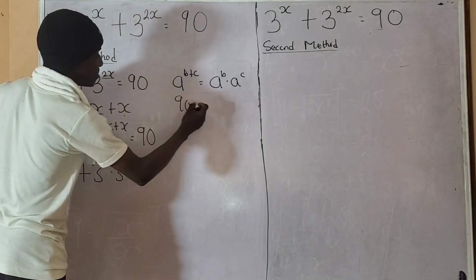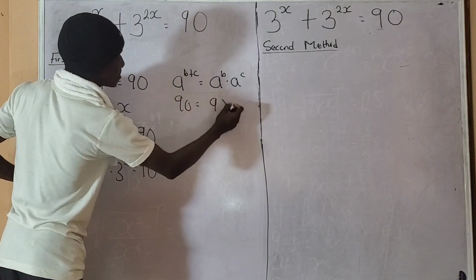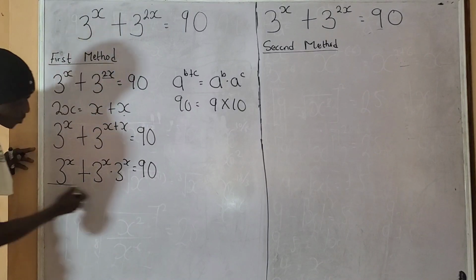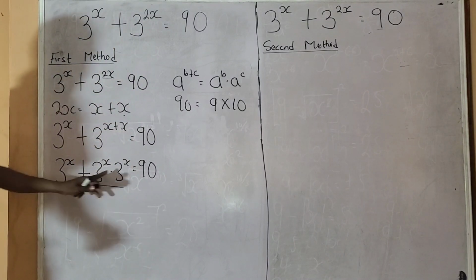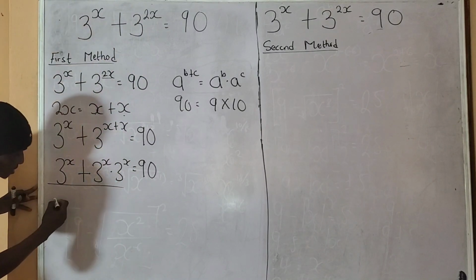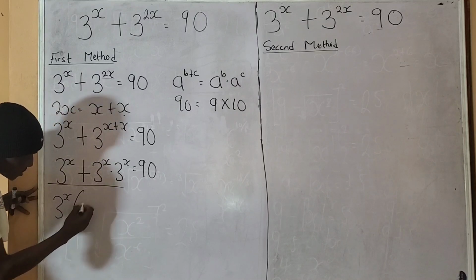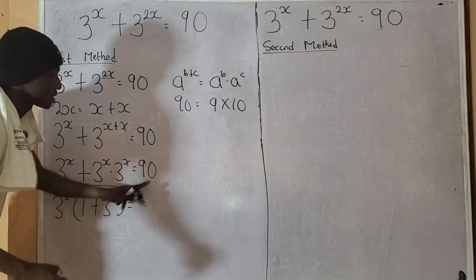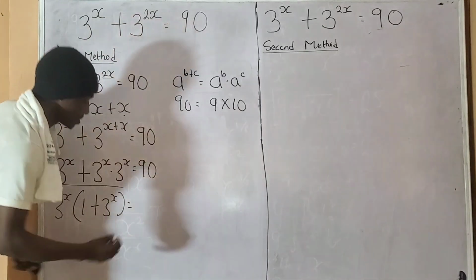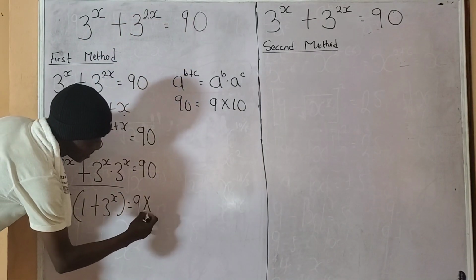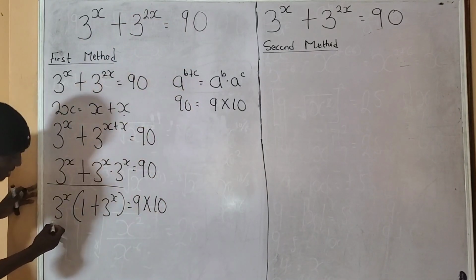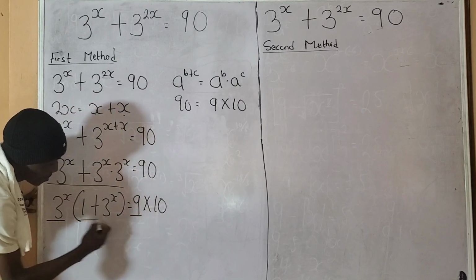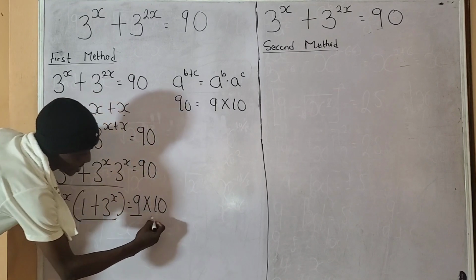Now, 90 can be written as 9 multiplied by 10. Is that not it? Also we can factorize out 3 raised to the power of x, right? So I'm going to have 3 raised to the power of x times 1 plus 3 raised to the power of x equals, now 90 can be written as 9 times 10. So I'm going to have 9 multiplied by 10. Okay, here I'm going to set 3 raised to the power of x equals 9 and 1 plus 3 raised to the power of x equals 10.